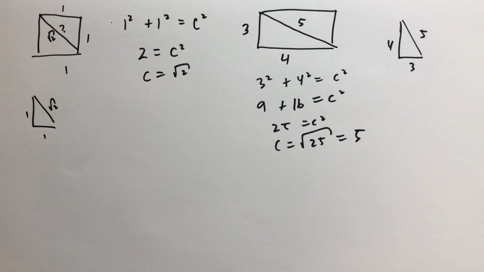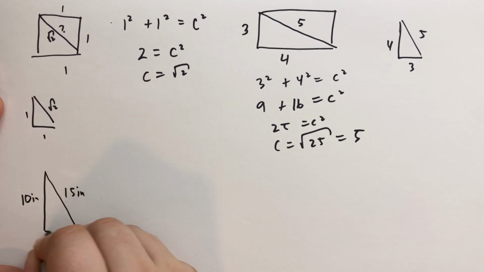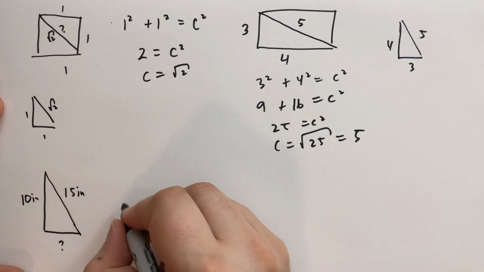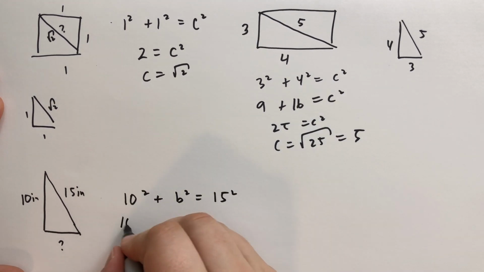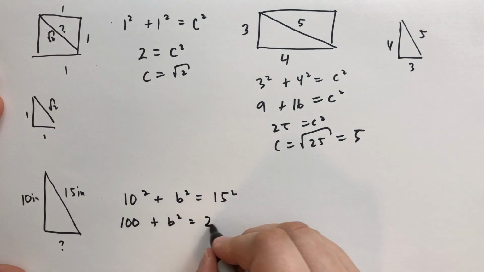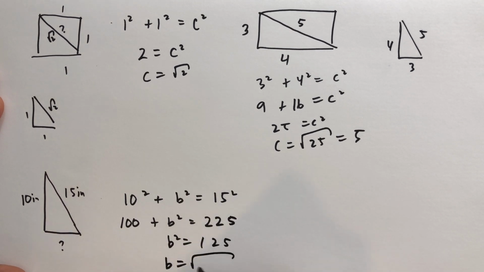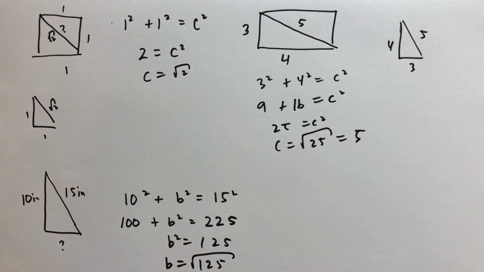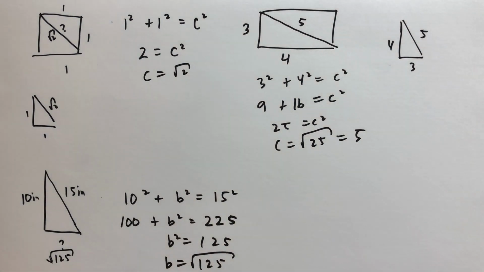All right, another example. One leg of a right triangle has length 10 inches. The hypotenuse has length 15. So we have 15 inches, we have 10 inches, and the question is, how long is this side? So we have 10 squared plus b squared is equal to 15 squared. So we have 100 plus b squared is equal to 225. So b squared is equal to 125, so b is equal to the square root of 125. Okay.